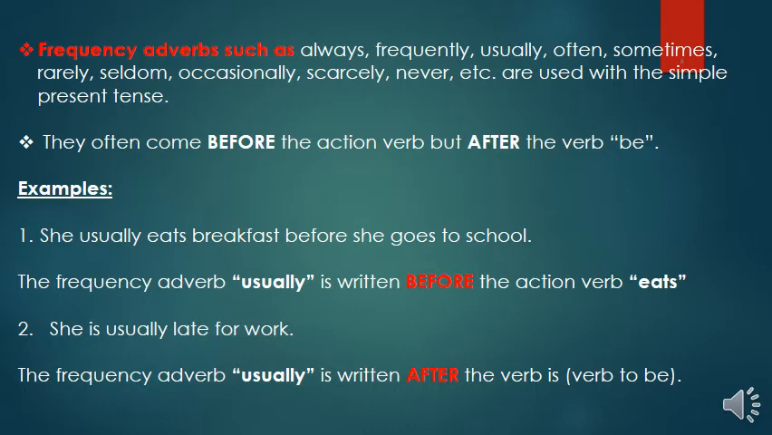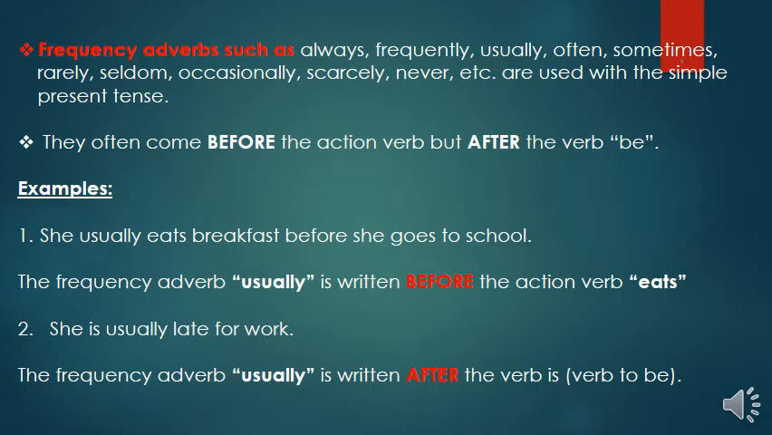As you can see: always, frequently, usually, often, sometimes, rarely, seldom, occasionally, scarcely, never, etc. These are some of the frequency adverbs used in the simple present tense. We can also use, for example, every month, every year, every week, on Saturdays, on Mondays. These are also some of the adverbs used in the simple present tense. They often come before the action verb, but after the verb to be. So this is the place of these frequency adverbs.